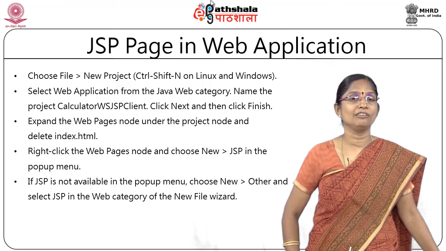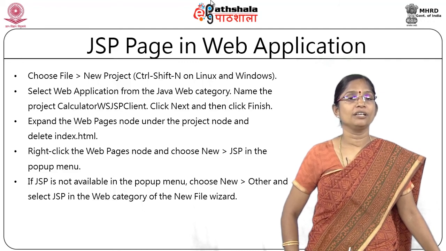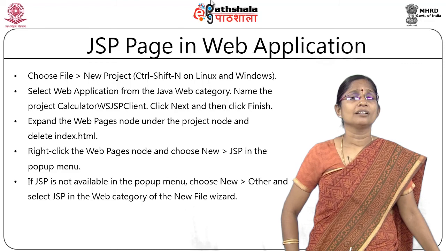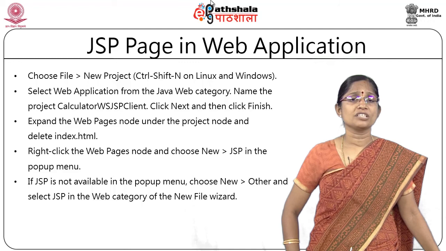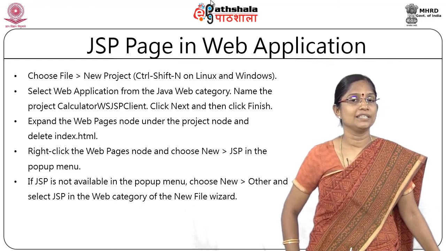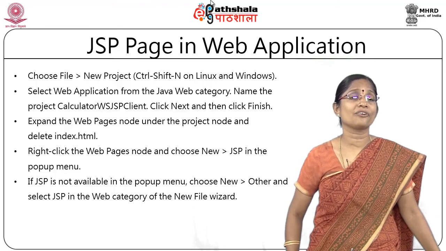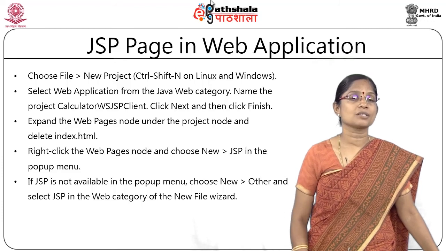You know very well that from File we can choose New Project, and from New Project a web application can be created. Under Web Application, CalculatorWSJSPClient can be done. So click Next and click Finish so that you create a project. Once the project node has been created, the index.html file has to be deleted. Otherwise, from the JSP application, it always goes to the index rather than the JSP which traverses to this web service. That is why we are doing this.